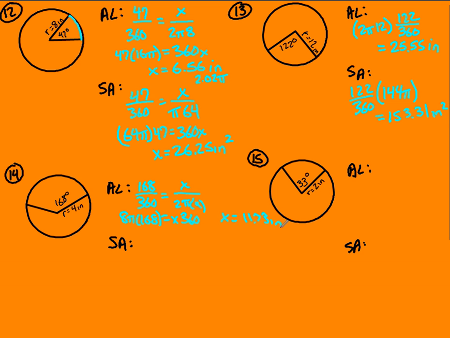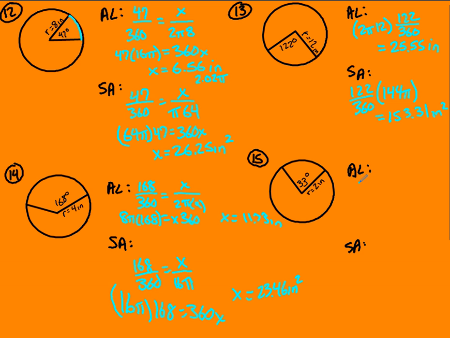For sector area over here, same formula, 168 over 360 will equal x over pi r squared. So this should be 16 pi. So 16 pi times 168 will equal 360x, which means when I divide by 360, I should get x to be 23.46 square inches.